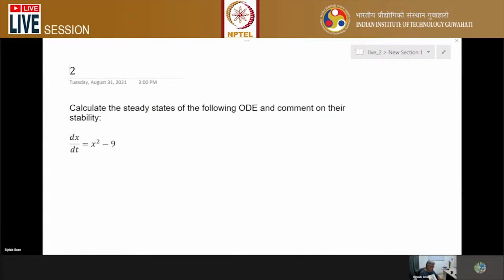The first problem says that an ODE is given, dx/dt equals x square minus 9. We have to calculate the steady states of the following ODE and comment on their stability. Right? So I'll wait for 1 or 2 minutes. It's a very silly question, very simple. If you have learned what a steady state is, you should be able to answer it very fast. So can someone tell me how many steady states we have?